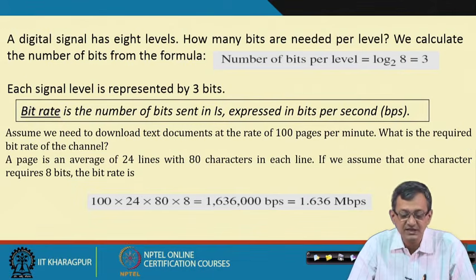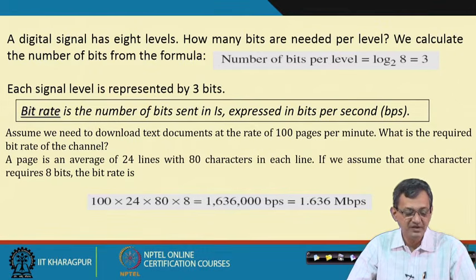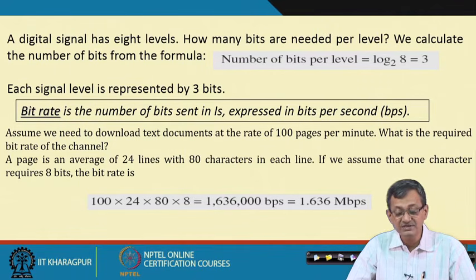So, a digital signal has 8 levels. How many bits are needed per level? We can calculate the bits using the formula log 2 of 8 equals 3 bits. So, if it is 8 levels, I can have 3 bits, since 2 to the power 3 is 8. Each signal level is represented by 3 bits. Bit rate is the number of bits sent in 1 second, expressed in bits per second.